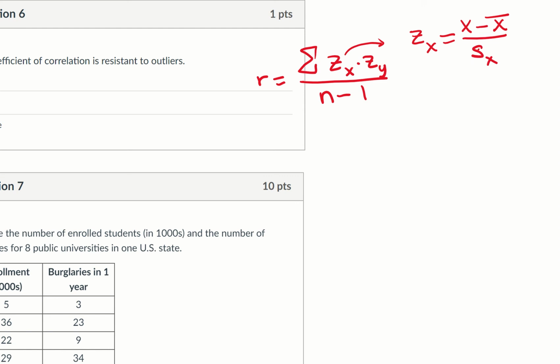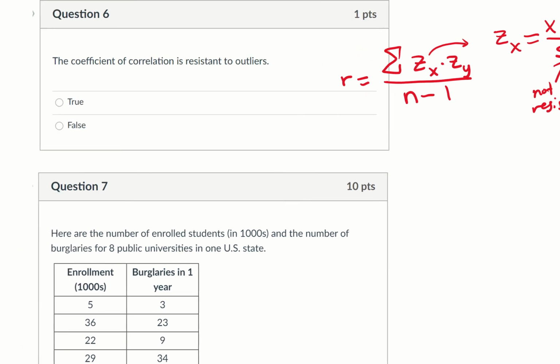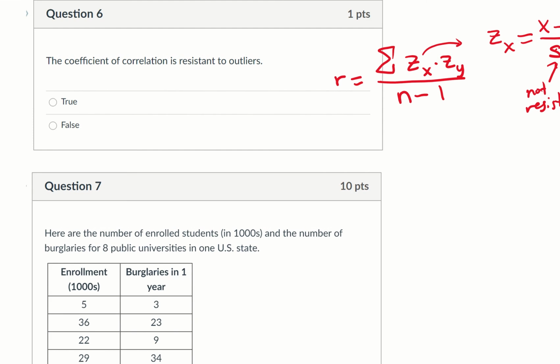And so remember that the sample standard deviation is not resistant, and neither is x bar. So none of these are resistant. And because they're not resistant, that means z is not resistant. And because z is not resistant, that means R is not resistant. So this is definitely not resistant. So this is false.